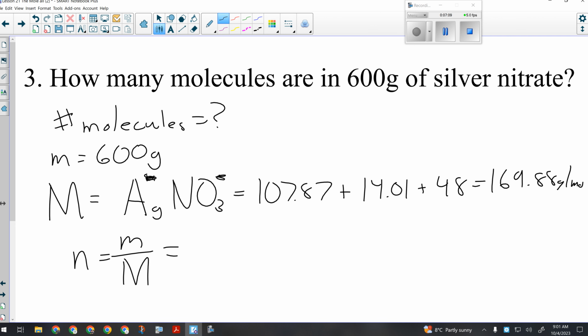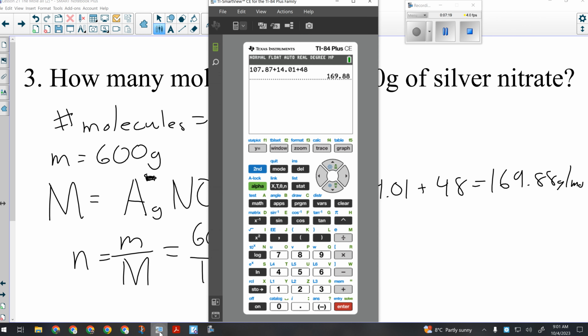So I plug in my numbers here, 600 grams, and I divide that by the molar mass, 169.88. Like 3.83 or something like that. Not that, 600 divided by the answer. Okay, 3.53.